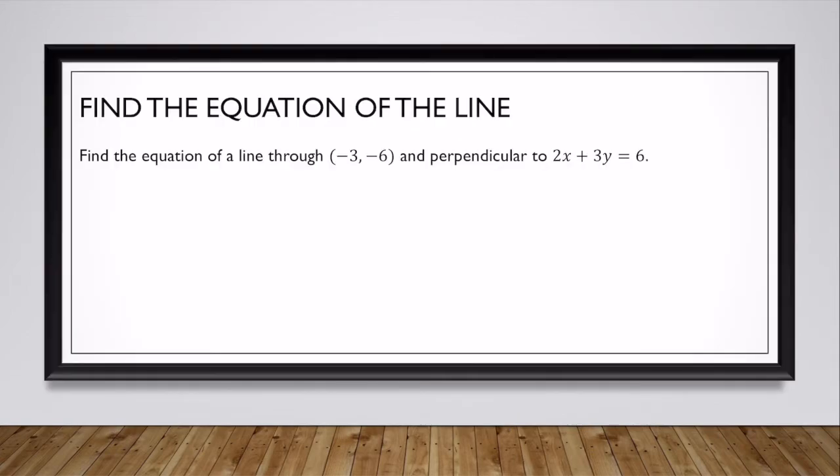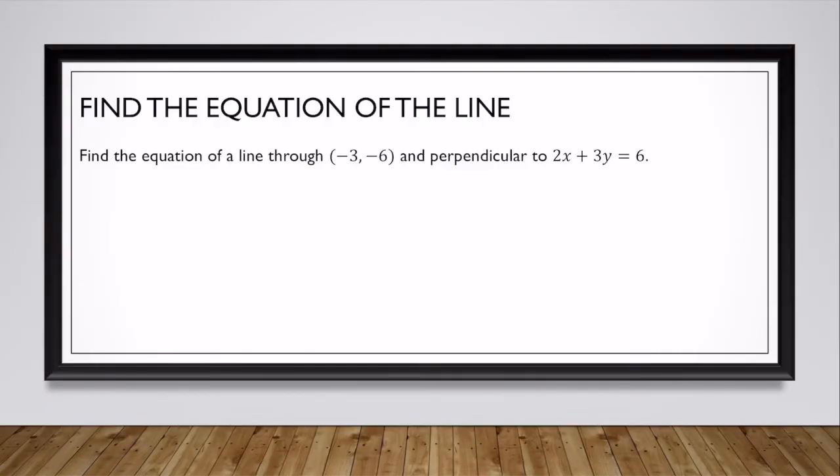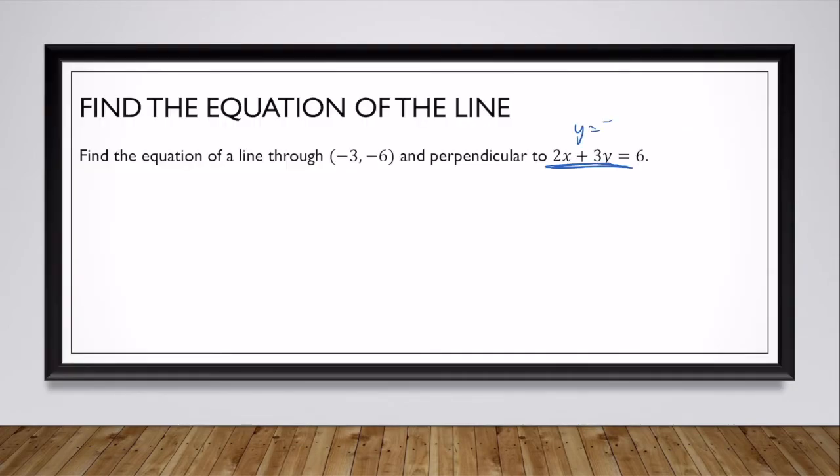All right, next, let's work through an example where I've got to find a line perpendicular, or I've got to find a perpendicular slope. So let's find the equation of a line through negative 3, negative 6 that's perpendicular to 2x plus 3y equals 6. So luckily for us, we just solved this, right? We found that that line was y equals negative 2/3 x plus 2. Save ourselves a little bit of math.